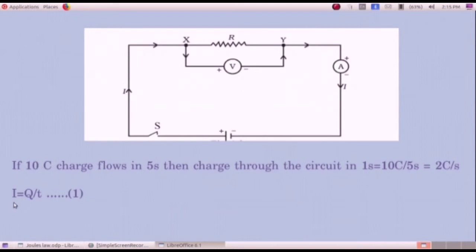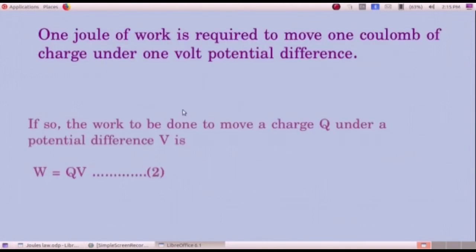We calculate I by dividing total charge by total time. I is equal to Q by T. We take it as equation 1. To move these charges from one point to another, we need to do work.